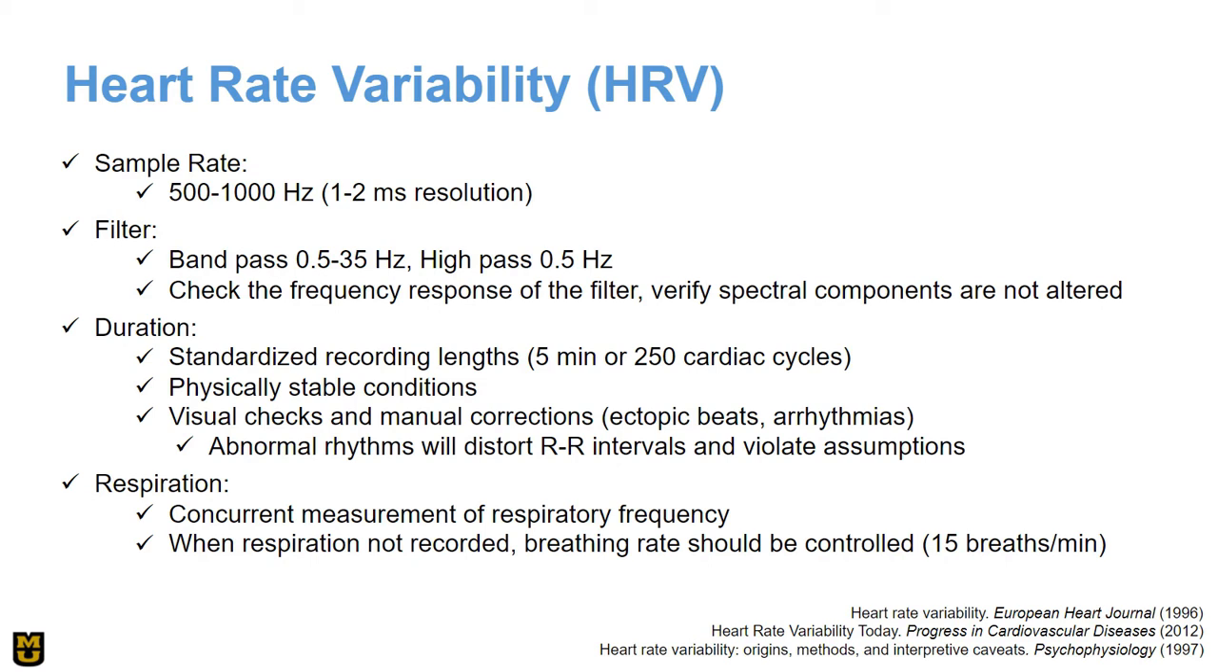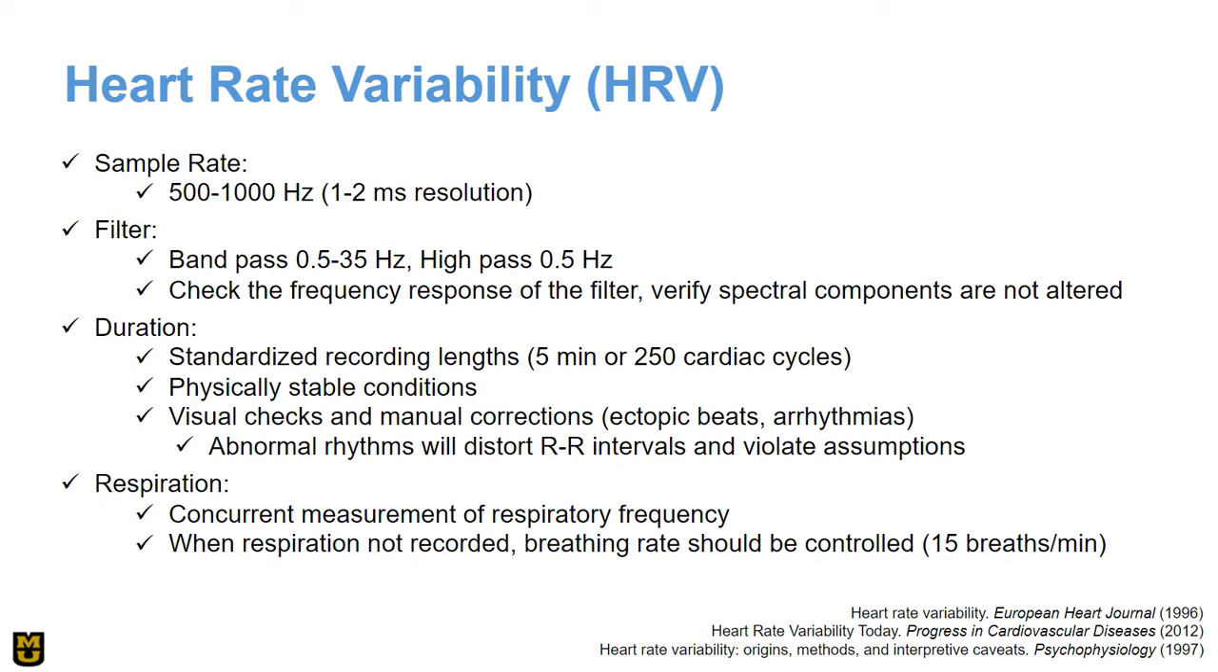So some things you need to think about before you just push the button and get the results is that heart rate variability is going to be dependent on your sample rate. So you need to be sampling your signals, your ECG signals, at a high enough rate that you have a 1 to 2 millisecond resolution. Because as you noted in the previous slide, there's very small millisecond differences between R-to-R intervals.